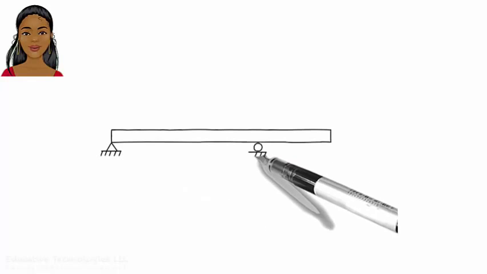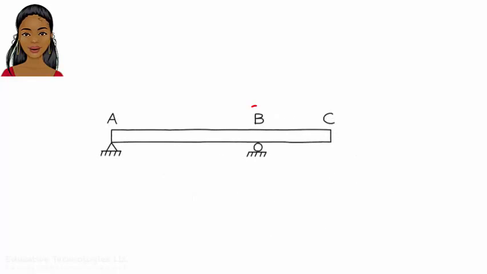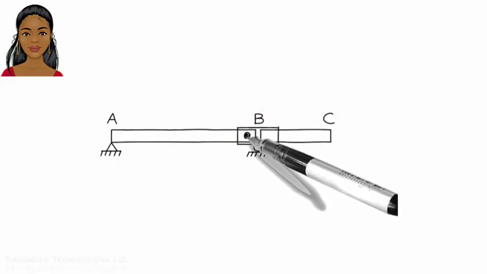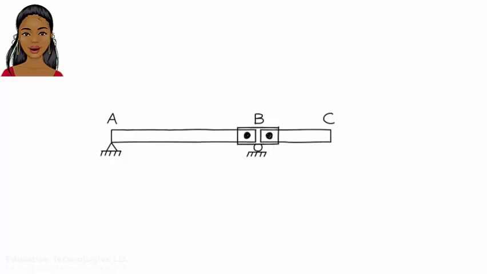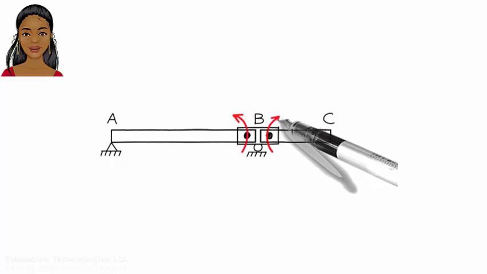Here is another example beam. What is the moment influence line for point B? First, place a hinge at B. Then apply a positive bending moment to the hinge. Now draw the resulting displaced shape of the beam.